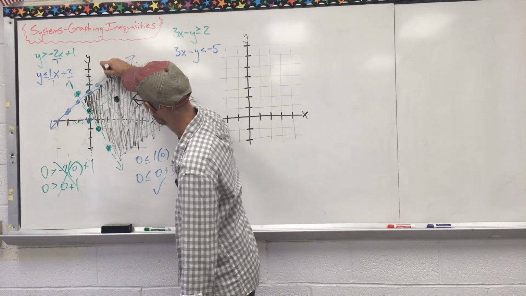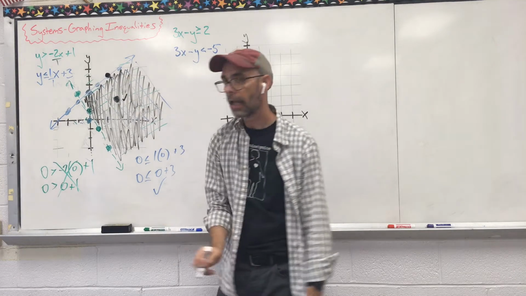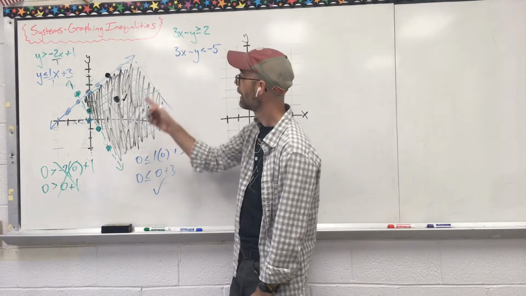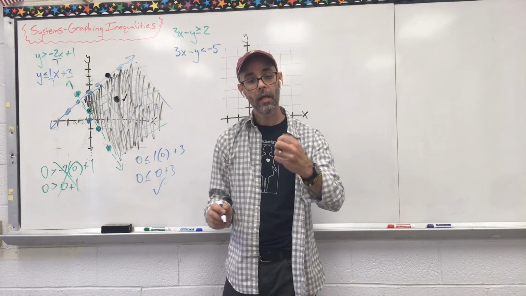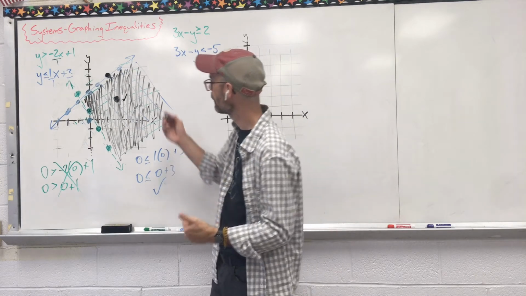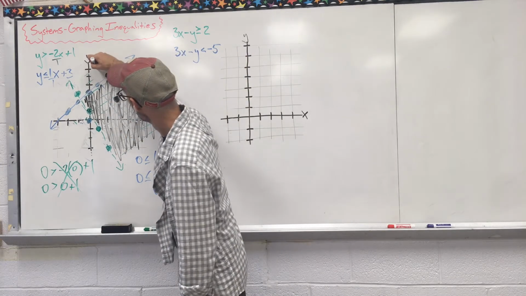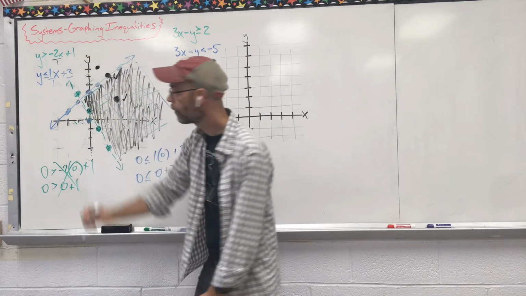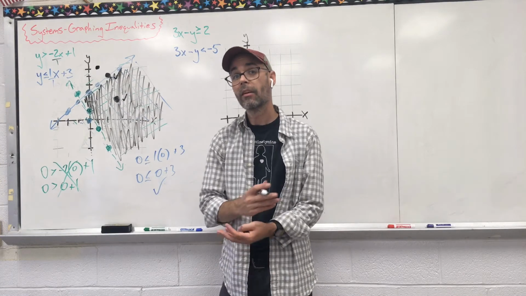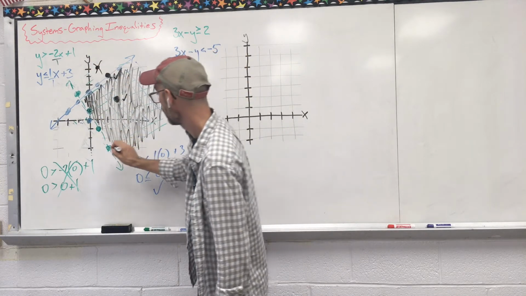If I said right here, is that an answer? Is that a solution? Yes, it is. Why? Because it's on one of the shaded regions, but it's also on a solid line. I like that. That's an answer. Coordinate up here. There's nothing shaded in. Not an answer.